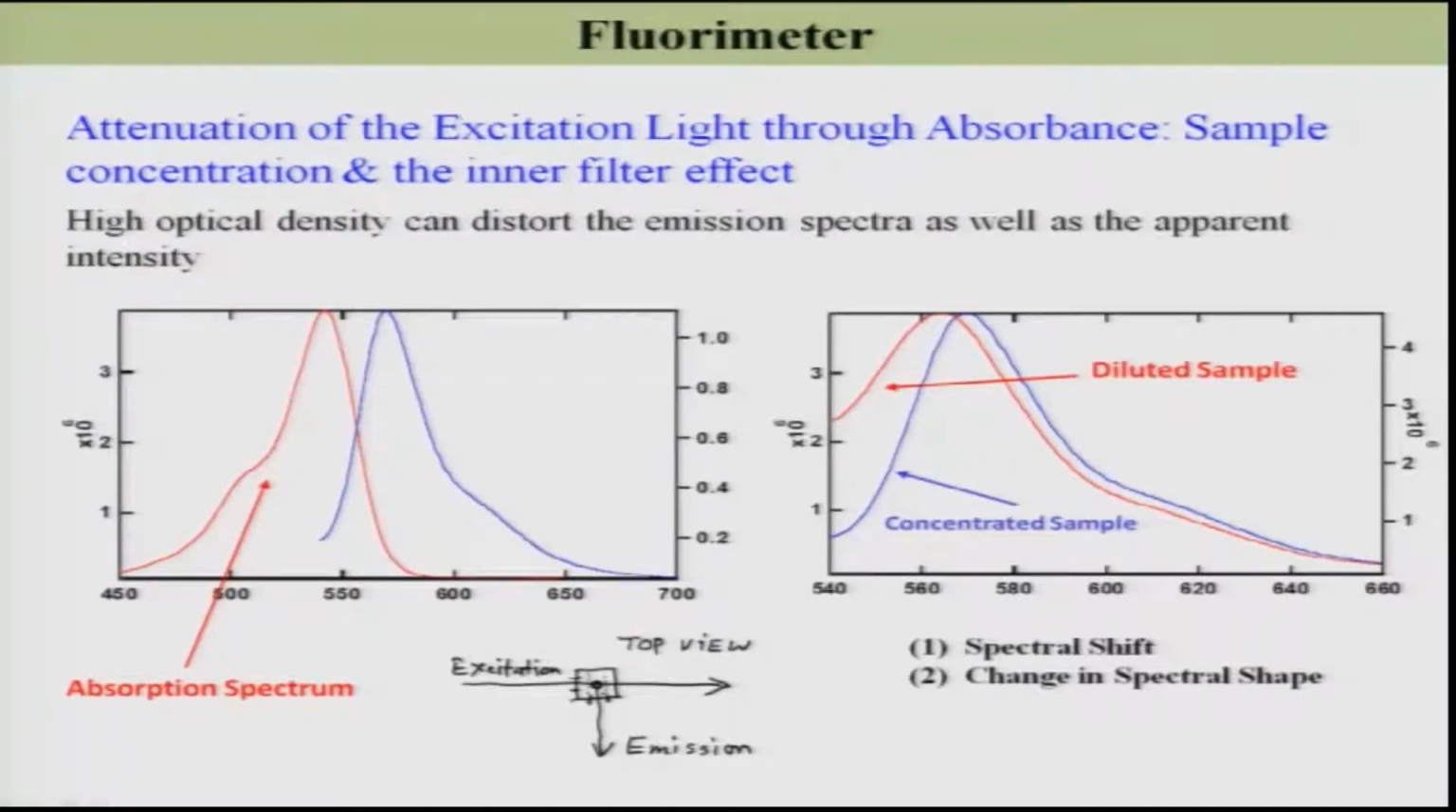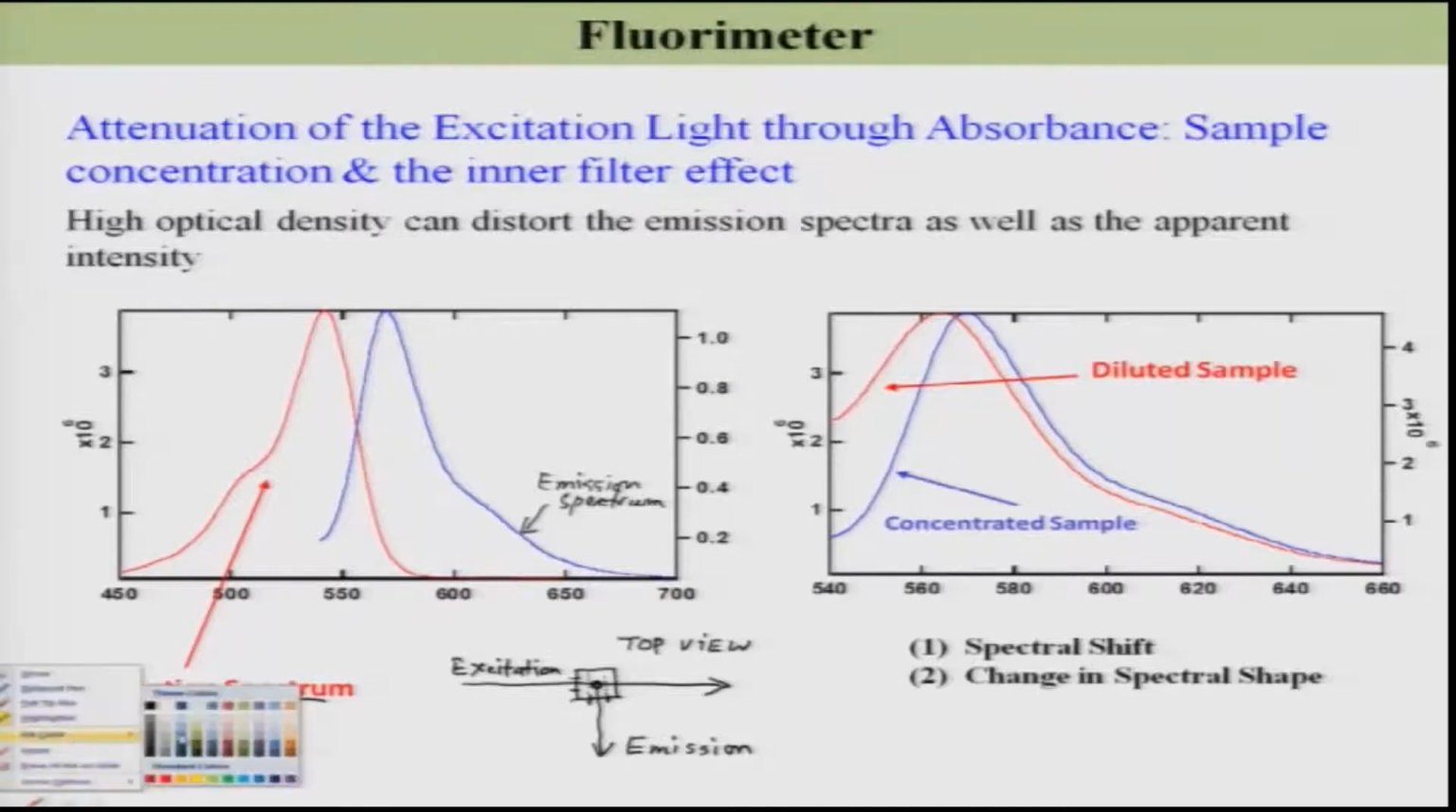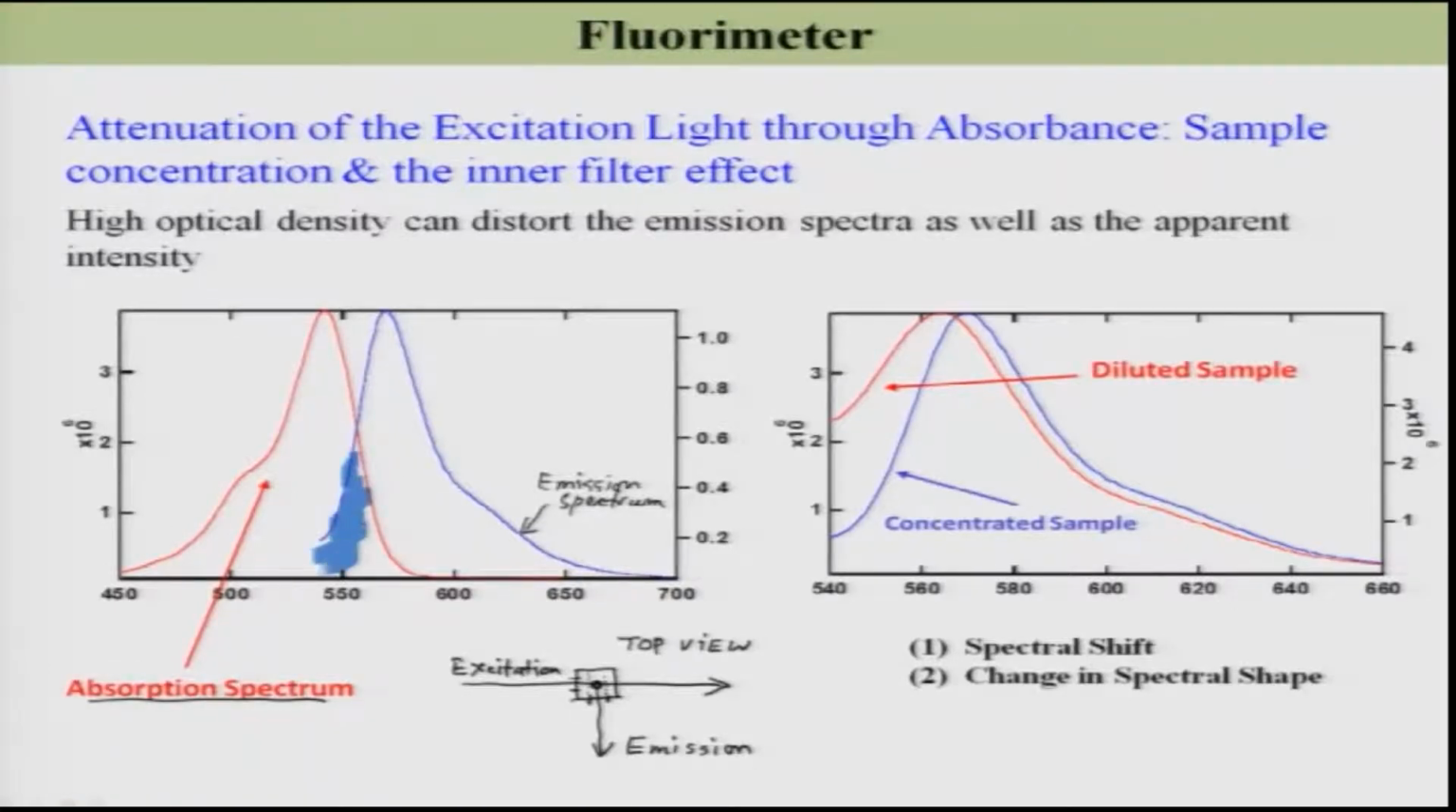Now, let us say this red one is the absorption spectra of the sample that you put inside your sample chamber, and this is the emission spectra of the sample, which is already known to us. Now, you see a considerable overlap in the absorption and emission of the sample. See here, there is overlap over here.